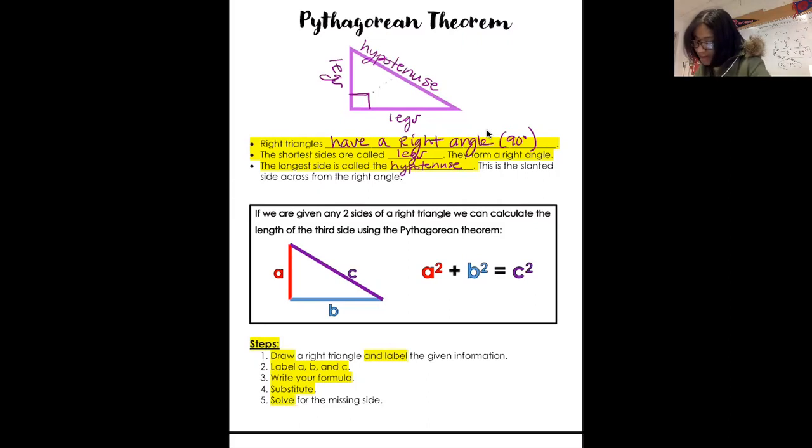Okay. So the Pythagorean theorem basically says if we are given any two sides of a right triangle, we can calculate the length of the third side using the theorem a squared plus b squared equals c squared. Okay.